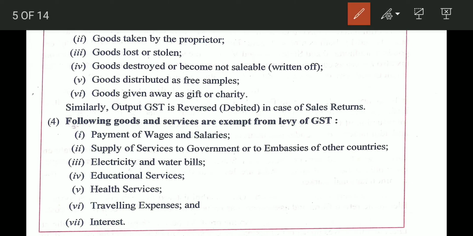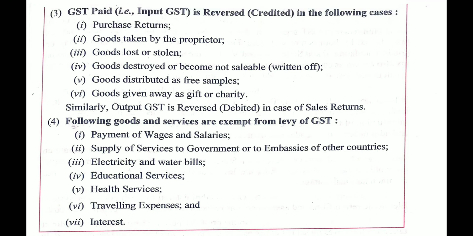Like when we have purchase return, goods taken by the proprietor, goods lost or stolen, goods destroyed or become not saleable, written off, goods distributed as free sample, goods given away as gift or charity. Similarly, the output GST reversed will be debited in the case of sales return. When we are selling, we will credit the output GST. But when there is a sales return, this is not a purchase, this is a return. So that output GST which had been credited will be reversed as debited. We will understand this point number 3, all these 3, when we come to the journal entries for such kinds of questions.